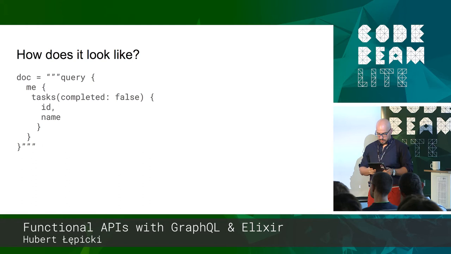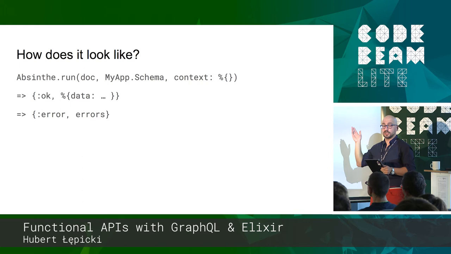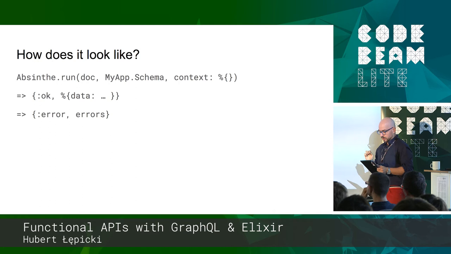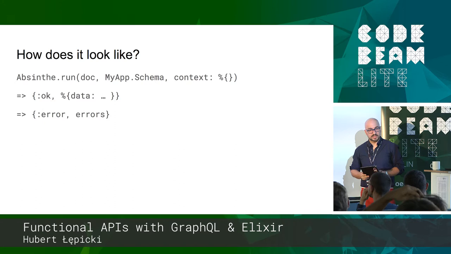From the server side of things, you can run those queries as Elixir strings with optional variables just using the Absinthe run. You run it against the schema, which I'm going to talk about next. And you're getting either OK and data, or you're getting an error and errors. So this is a familiar pattern for any Elixir developers. We're getting those familiar tuples. So Absinthe plays nice with our conventions. And we can very much directly use it like that from our application's server-side code.